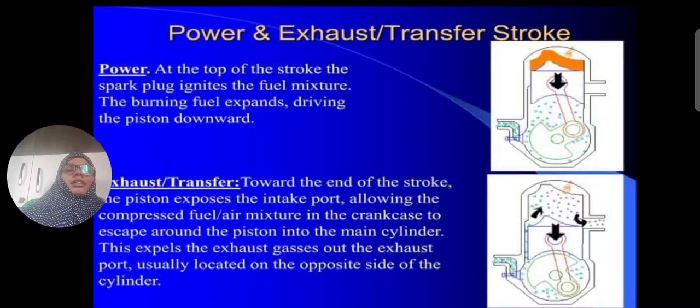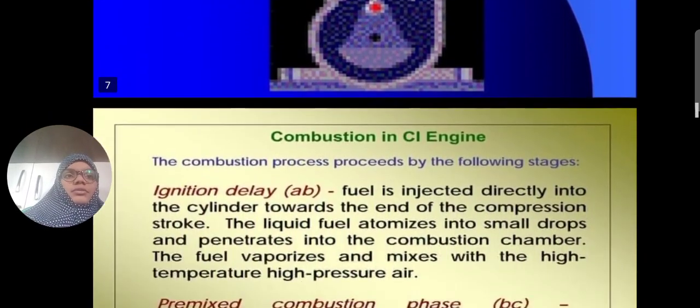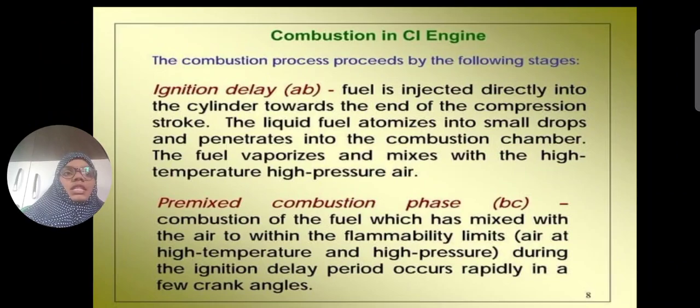Power: at the top of the stroke, the spark plug ignites the fuel mixture. The burning fuel expands, driving the piston downward. Exhaust or transfer: toward the end of the stroke, the piston exposes the intake port, allowing the compressed fuel-air mixture in the crankcase to escape around the piston into the main cylinder. This expels the exhaust gases out the exhaust port, usually located on the opposite side of the cylinder. Operation of two-stroke, figure. And next one is combustion in CI engine.